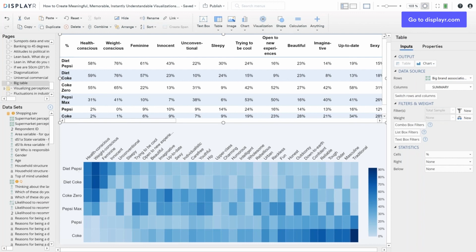In the top left, it's grouped together Diet Pepsi, Diet Coke, Coke Zero, and Pepsi Max, all the sugar-free brands. And we can see that they share these health-conscious and weight-conscious dimensions. But it also draws to our attention that Diet Pepsi and Diet Coke have got this feminine, innocent, whereas Coke Zero and Pepsi Max we can see are about being unconventional, trying to be cool, open to new experiences, sexy, and so on. So we're much more quickly able to see the pattern in the underlying data just due to having formed a diagonal image in the visualization.